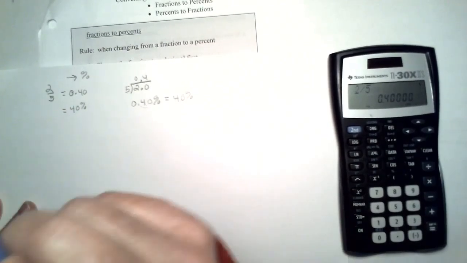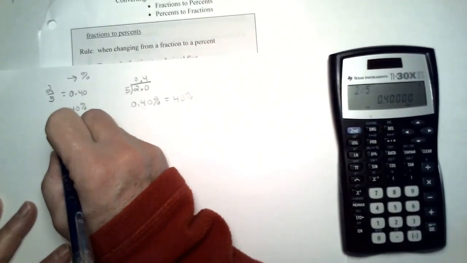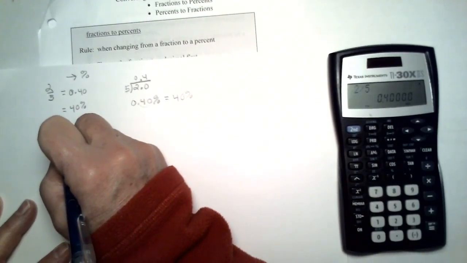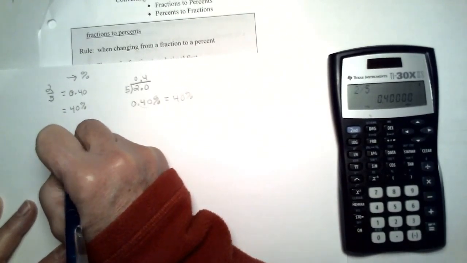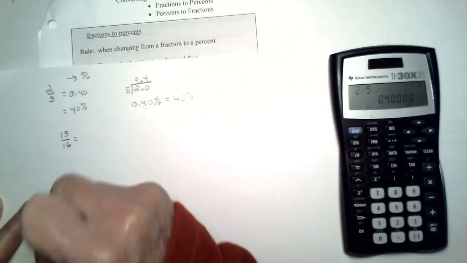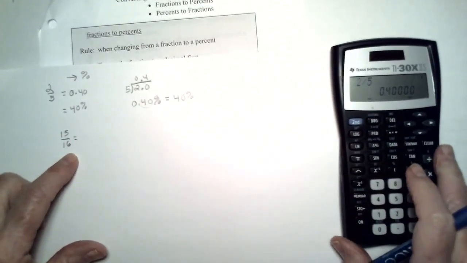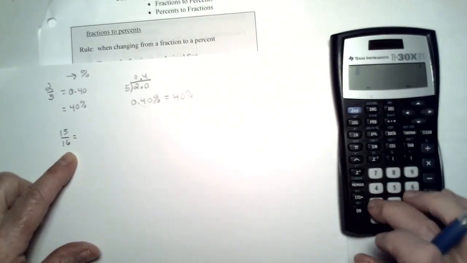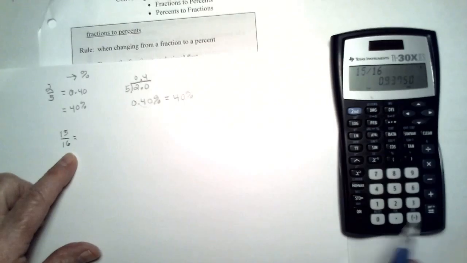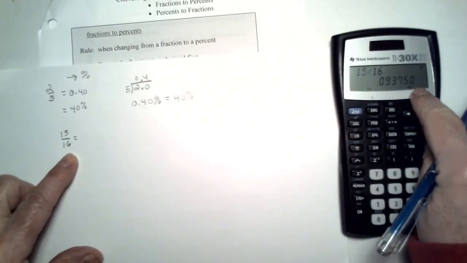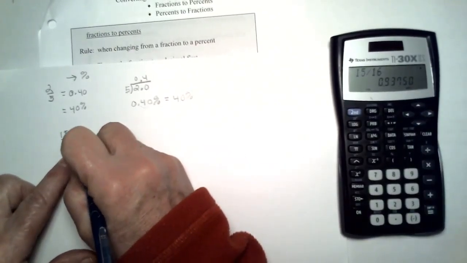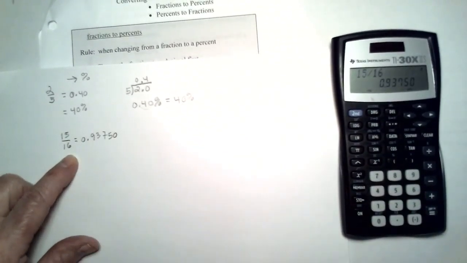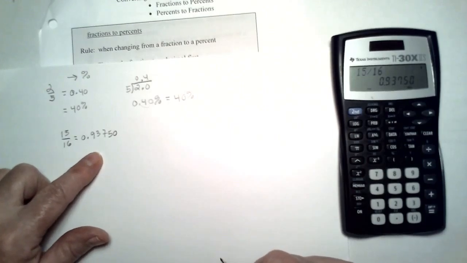Let's do one that doesn't come out even like that, at least not right away. Let's do 15/16 and see what happens. We're going to use our calculator, so it's 15 divided by 16. And this comes out even: 0.93750. That's my decimal equivalent.